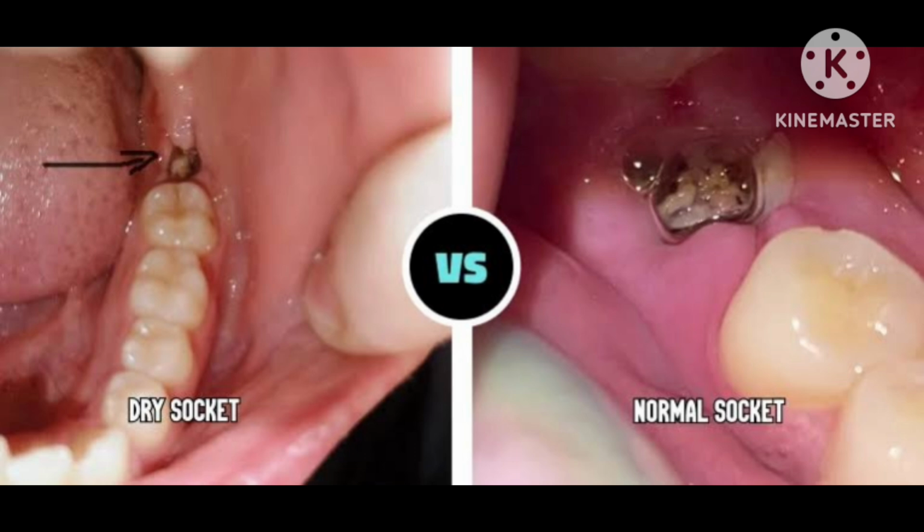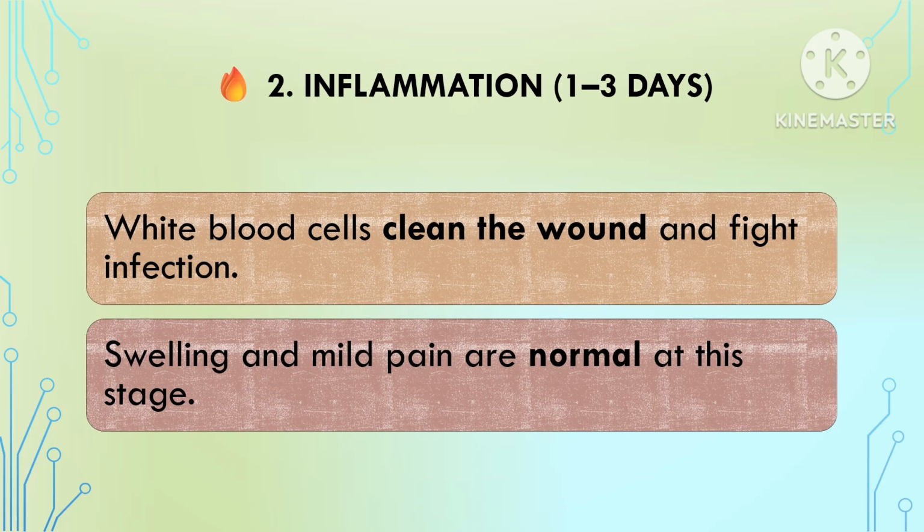Dry socket affects the early healing stage, particularly the hemostatic phase only, and there is a failure of clot formation. So if the clot does not form properly due to excessive fibrinolysis or mechanical dislodgement, healing is disrupted. And premature clot loss prevents the formation of granulation tissue in coming stages. Exposed bone leads to severe inflammation and pain, and bacterial colonization can further aggravate the inflammation.